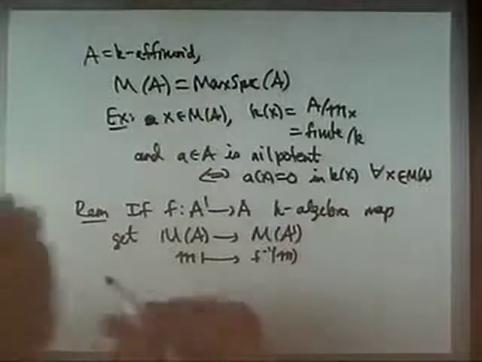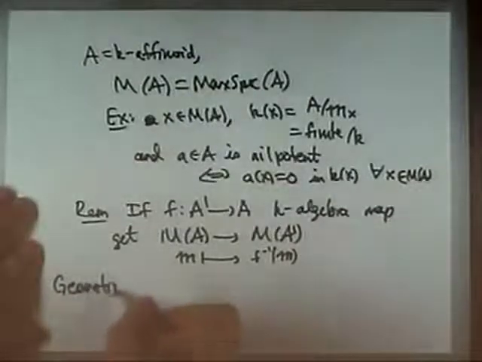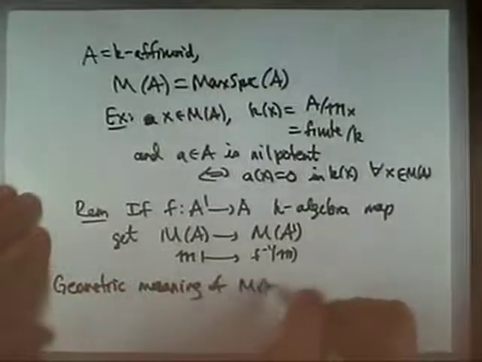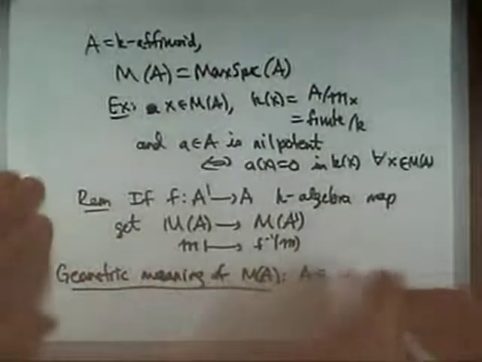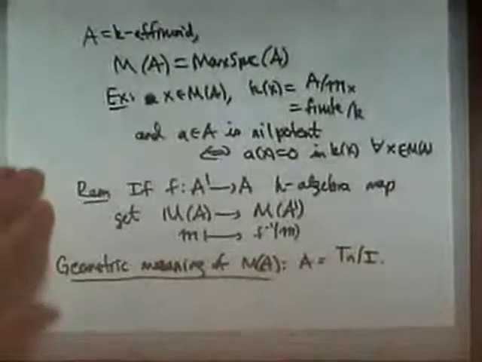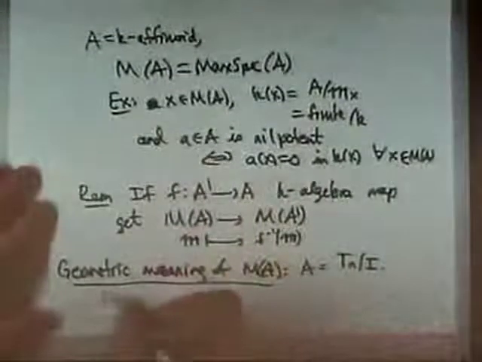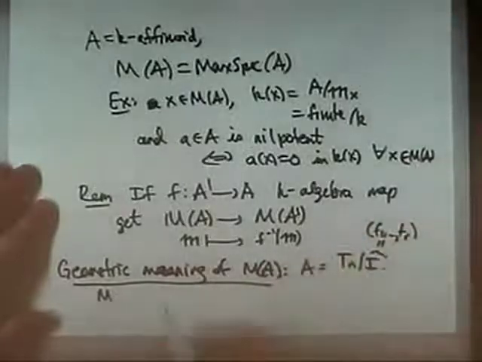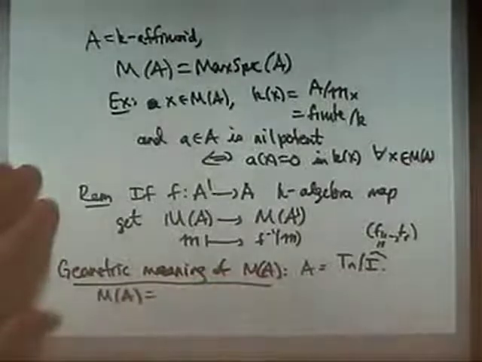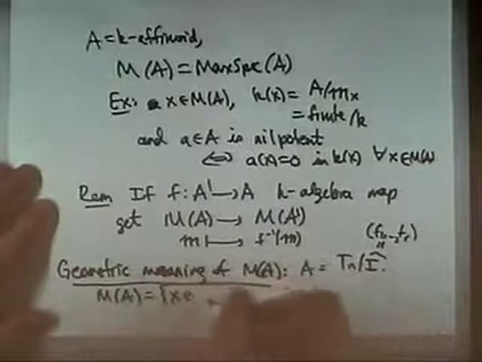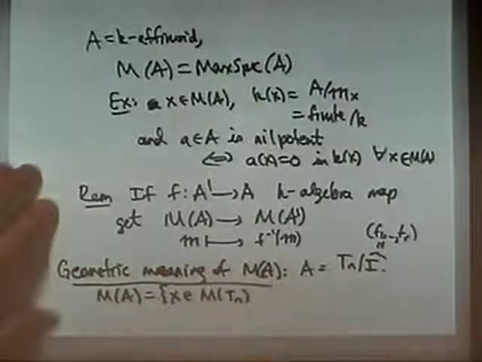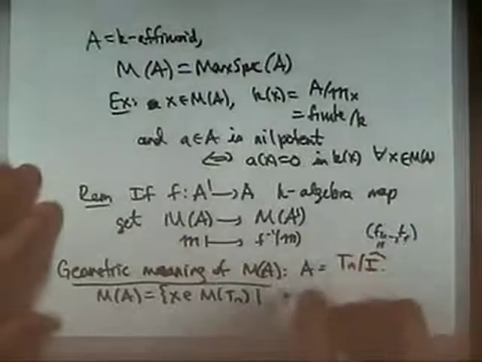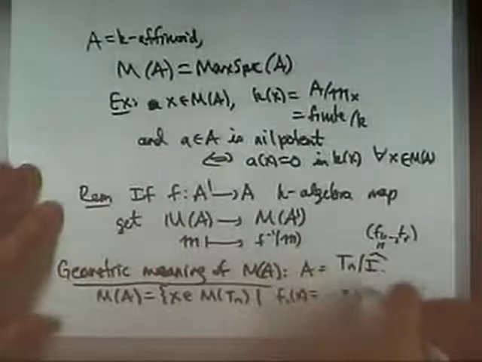If we think about the geometric meaning of an affinoid algebra A, then M of A, these are the maximal ideals. Let's say I here is generated by F1 through FR. Well, M of A, we want to think of these as the maximal ideals of Tn. So you think about that as a closed unit disk with the property that the ideal contains this ideal, meaning it contains these elements, so that F1 of x equals FR of x equals 0.